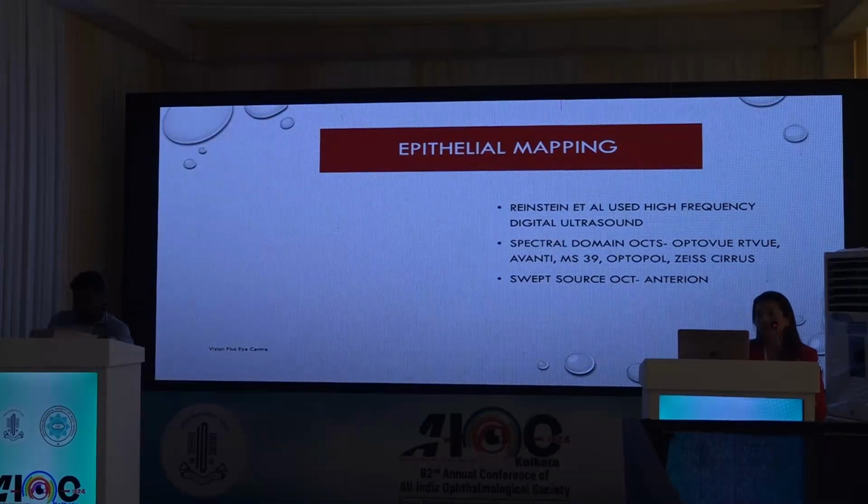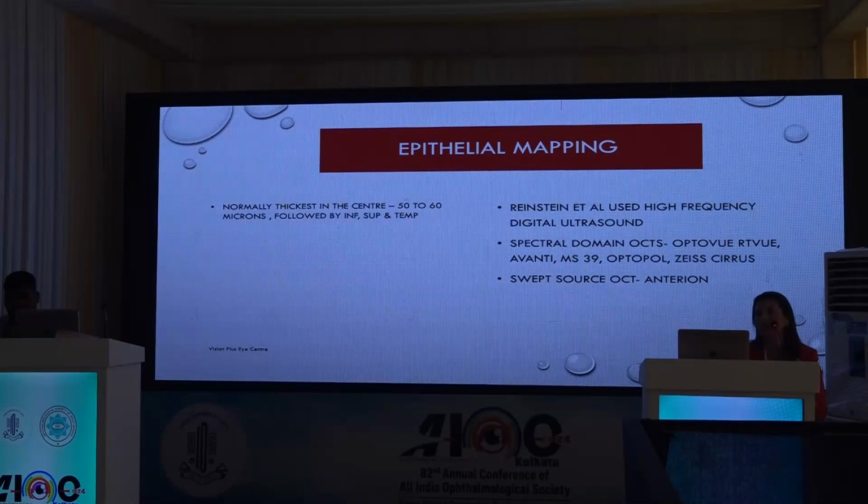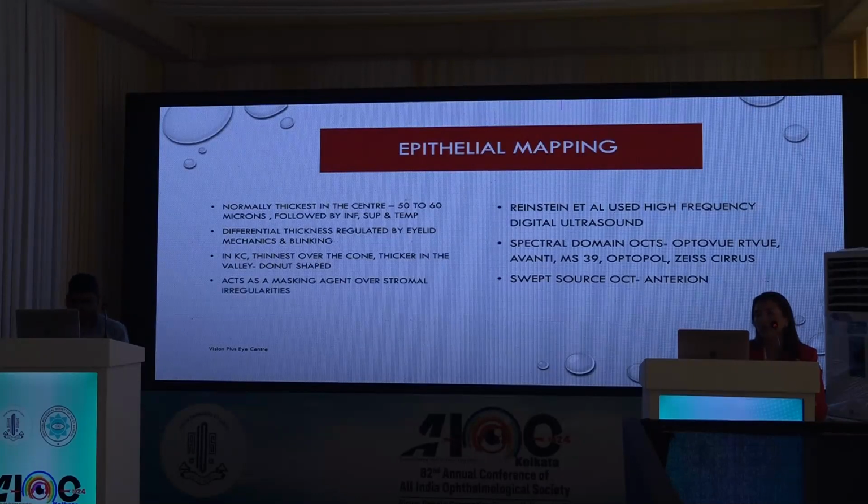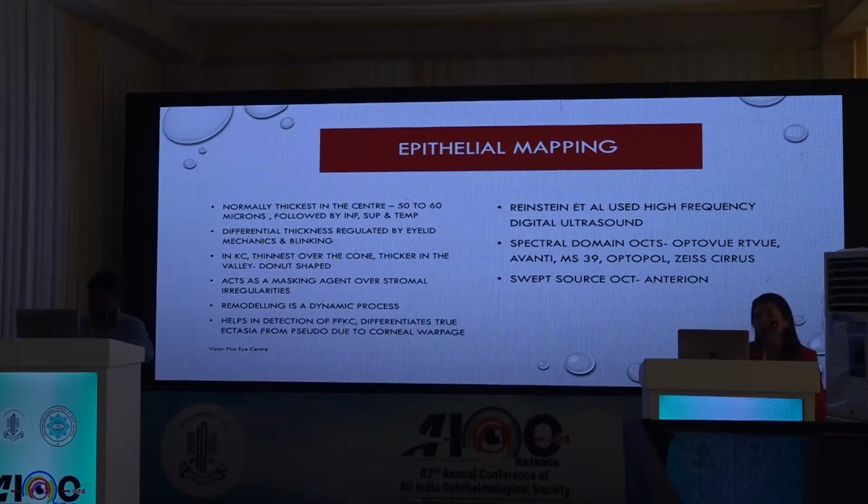They had used high-frequency ultrasound, but now we all have OCTs which can help us to easily look at this. Normally, the epithelium is 50 to 60 microns in the center. But there's a difference between the inferior, superior, and temporal because of the eyelid mechanics and blinking. And in the keratoconic corneas, as I mentioned, there'll be a thinning over the cone and a thicker epithelium surrounding it. So basically, the epithelium acts as a masking agent over any of the stromal irregularities. And this remodeling is a dynamic process.